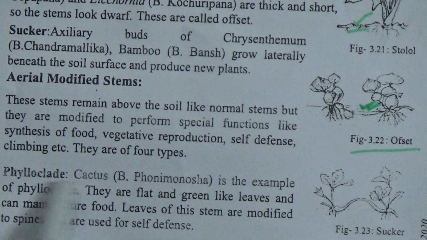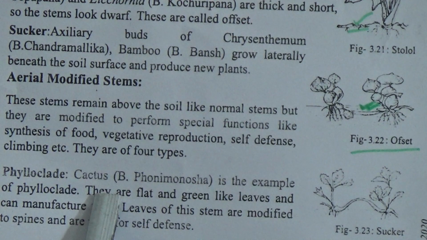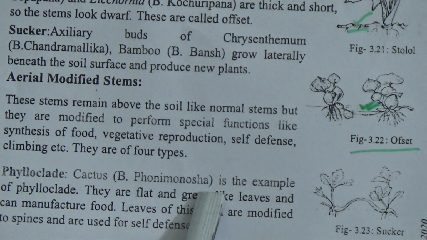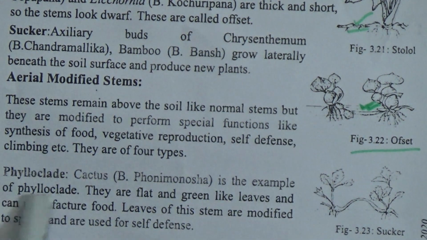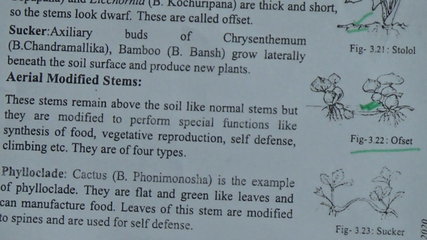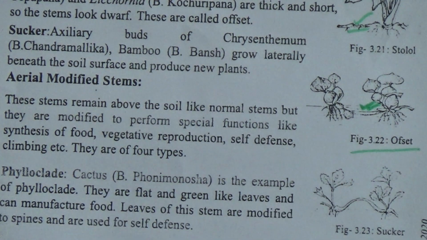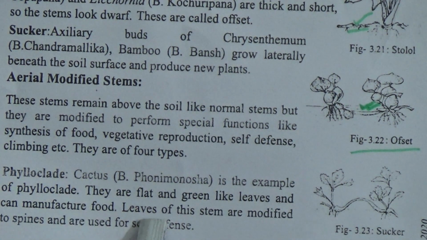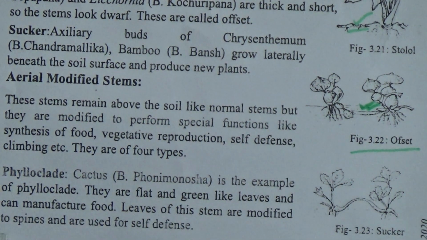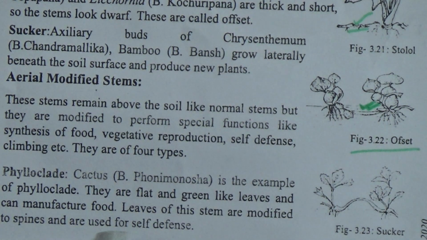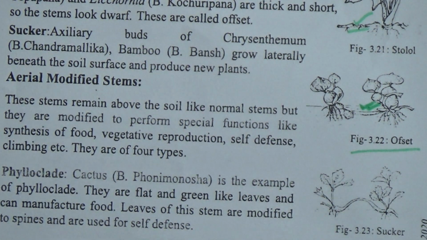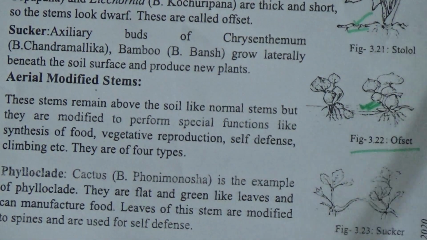Phylloclad. Cactus, Bangla name Phonimonsha, is the example of phylloclad. They are flat and green like leaves and can manufacture food. Leaves of this stem are modified to spines and are used for self-defense. And here is the figure of phylloclad.